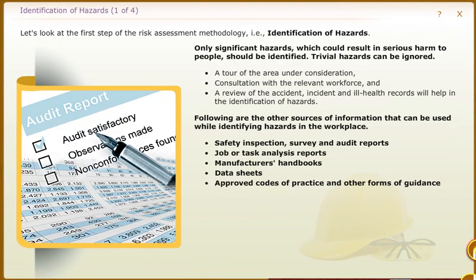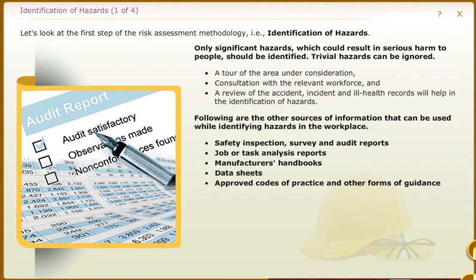Let's look at the first step of the risk assessment methodology, that is, identification of hazards. Only significant hazards which could result in serious harm to people should be identified. Trivial hazards can be ignored. A tour of the area under consideration, consultation with the relevant workforce, and a review of the accident, incident, and ill health records will help in the identification of hazards.